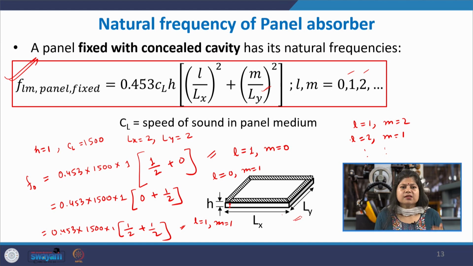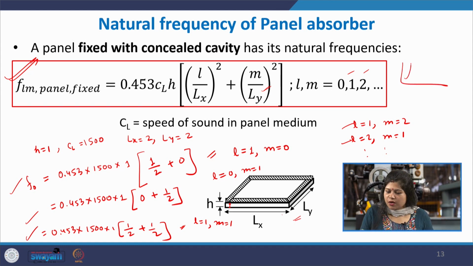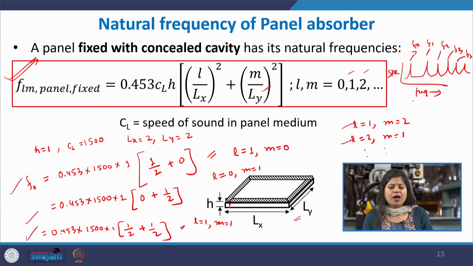Whenever the incident sound wave has a frequency the same as one of these values that you are obtaining, then the panel will act as an absorber. So, obviously the absorption characteristics would have a peak like this, where each will correspond to a certain mode of the panel. This is how the typical absorption characteristics with respect to frequency should look for the panel, because it has a set of discrete natural frequencies corresponding to an L and M mode.